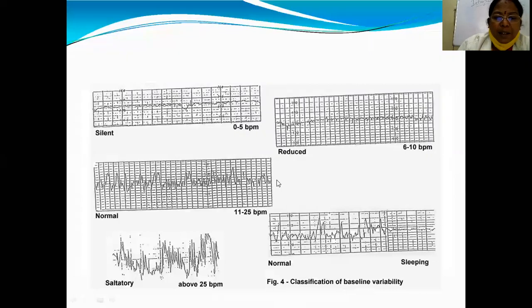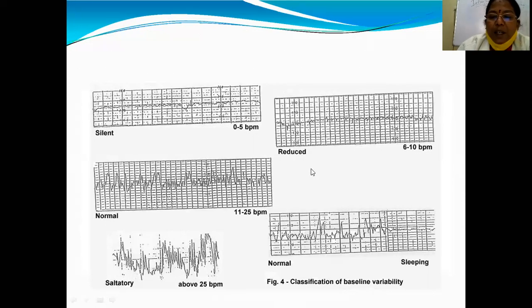So this is silent. See this graph. Can you see this? This is a baseline fetal heart rate. There are only very small 5 beat changes. So it is silent, the variability is 0 to 5. Here you can see the variability. It is going up 1, 2, 3, 4 like this. So it is around 11 to 25. Each square is 5. So at least 5, so 11 to 25 is normal.